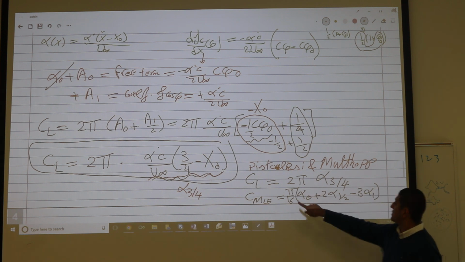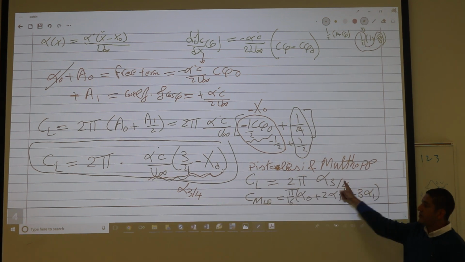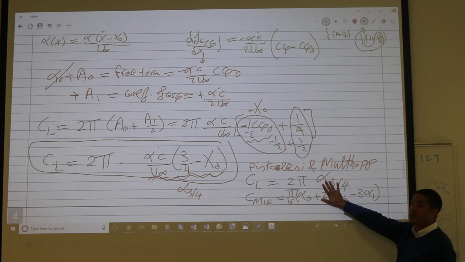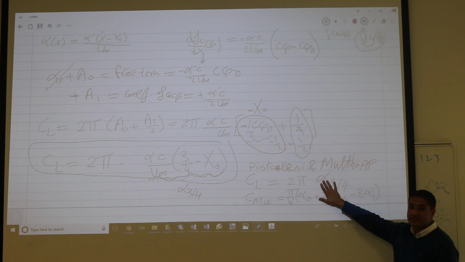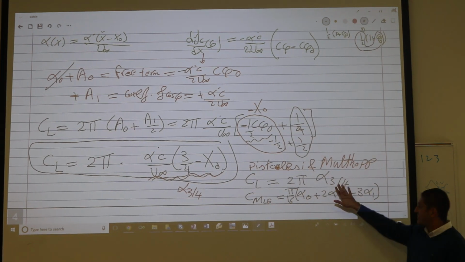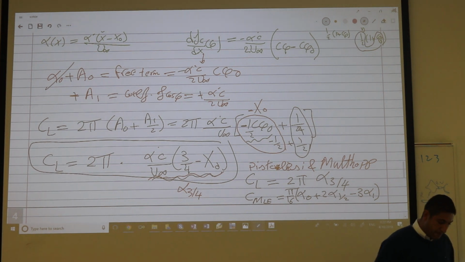So the first statement of theirs, you can prove it using the thin airfoil theory. It's exact, actually, it's not an approximation. It's exact for a linearly varying angle of attack. If it's not linearly varying, it's still a good approximation.